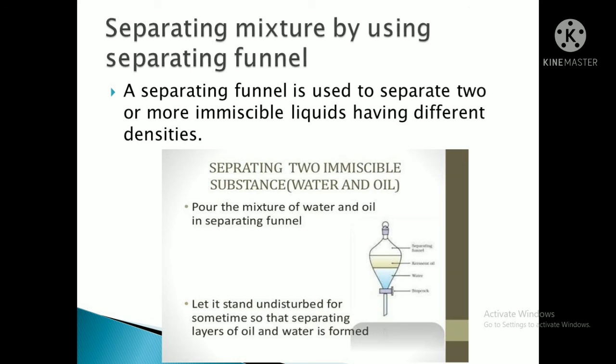So when these two layers form, slowly we'll open the stopcock. And as soon as we open the stopcock, the water will go out, and then we can tighten the stopcock again and oil will remain in the separating funnel. So these two are immiscible liquids, means they cannot be mixed. Okay, they are not miscible liquids, they are immiscible liquids. So then we can separate them by separating funnel.